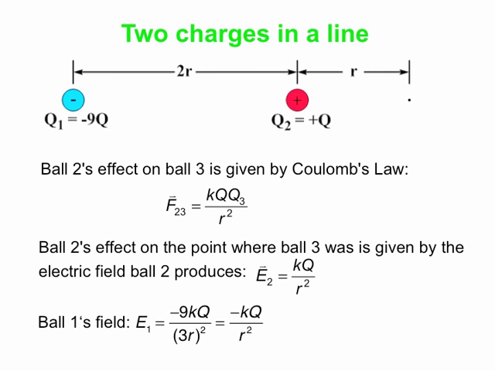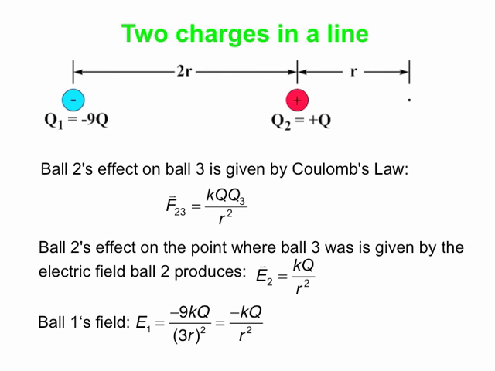And so now we get K times minus 9Q, the charge on Q1, divided by the distance squared, 3R squared. It's negative because, again, it points to the left. The factors of 9 on top and the 3 squared giving a 9 on the bottom go away. And we get ball 1's field at the location where ball 3 was, shown by the dot in the picture. That's minus KQ over R squared. The negative means it goes to the left.